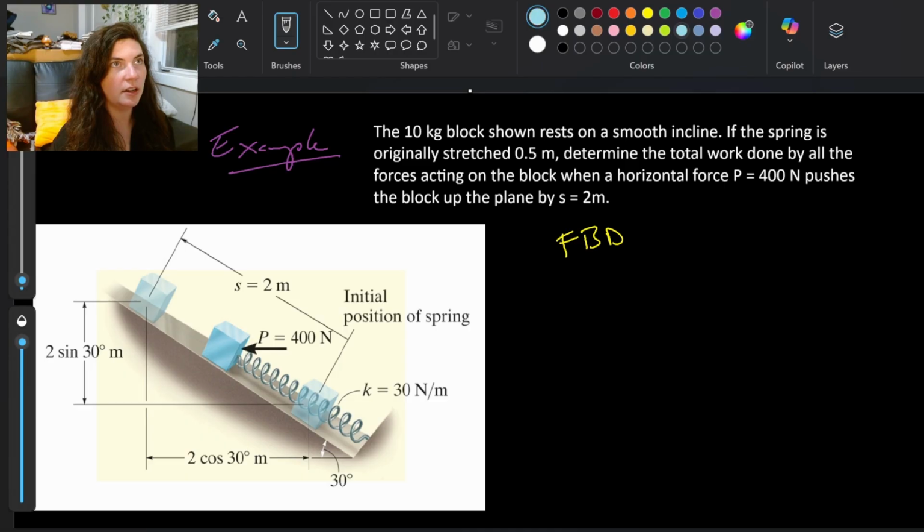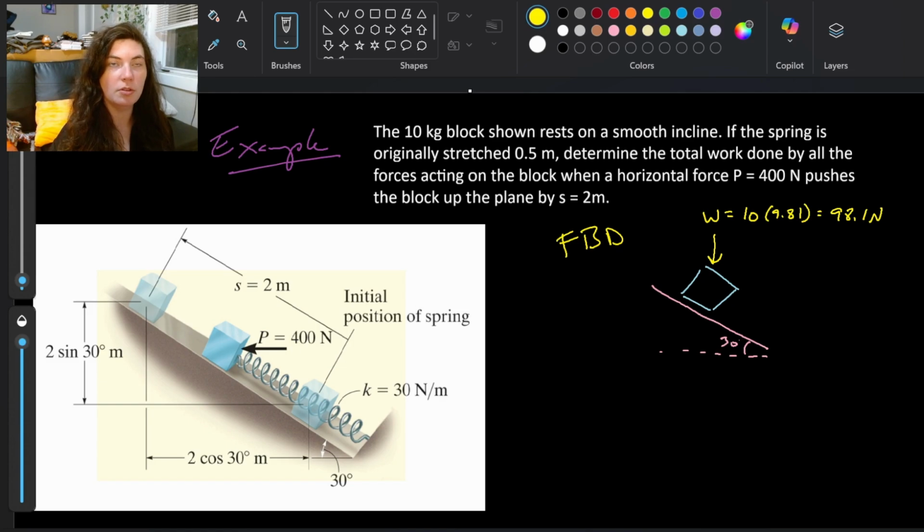And in our free body diagram, we have, of course, the body. Here's our little block. He is on an incline at an angle of 30 degrees. And then we're going to put all of our forces on him. So it says we have a 10 kilogram block, so we know he has a weight, acting straight down. It's 10 kilograms, so 10 times 9.81 is going to give me 98.1 newtons of weight.